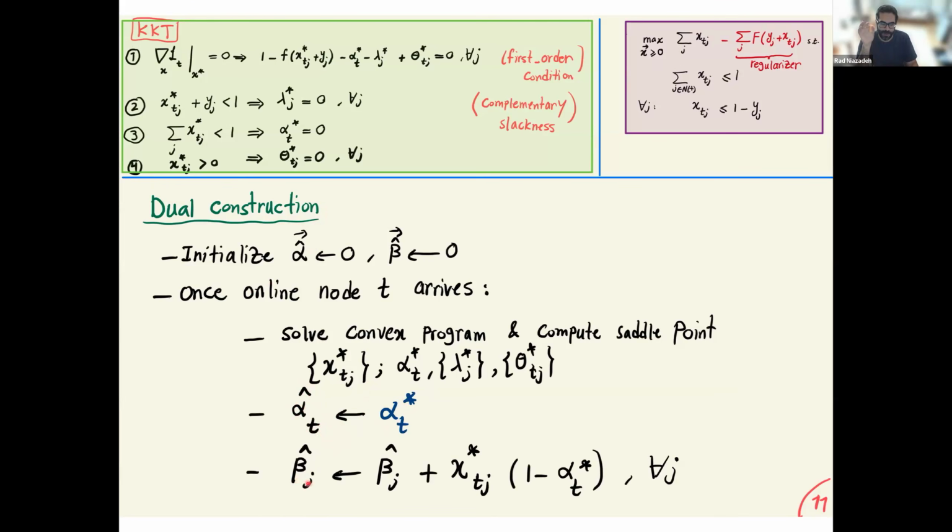And then how to set beta j hat. This follows a very simple reasoning. I'm going to update beta j hat by x star tj times 1 minus alpha t star, and in a second you will see why. This is basically trying to make sure that the change in the primal objective value and the change in the dual objective value are equal to each other. When you think about it, this is literally the unique way that you can do that. So the creativity comes from setting the online dual to what you get from the convex program. All right?